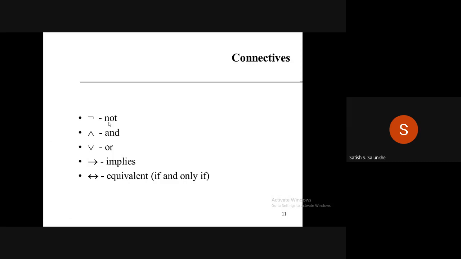Okay, it does not require two input arguments. It requires only one input argument. In this case, unary means what? The not operator is applied only on a single propositional variable. That's why it is a unary operator.